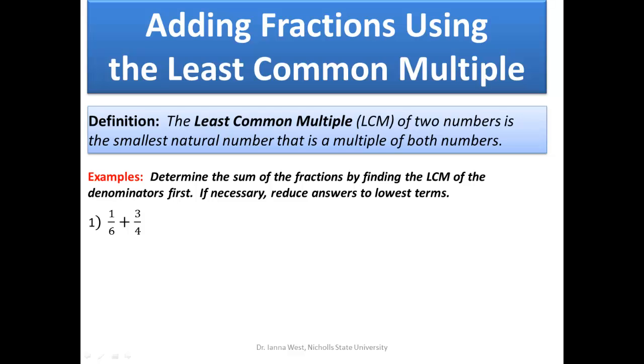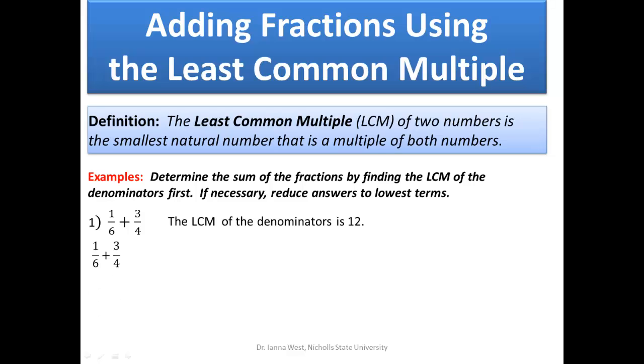But we are asked to use the LCM, which is the least common multiple. Our goal then is to find the smallest number that both 6 and 4 will divide into evenly. The smallest number is 12. Therefore, the least common multiple of the denominators is 12.